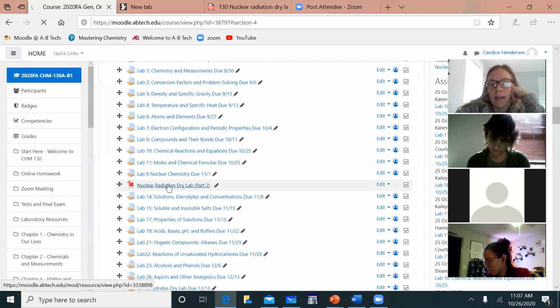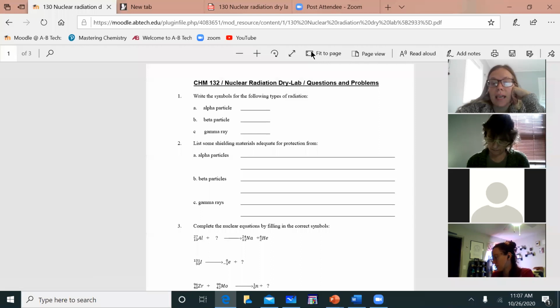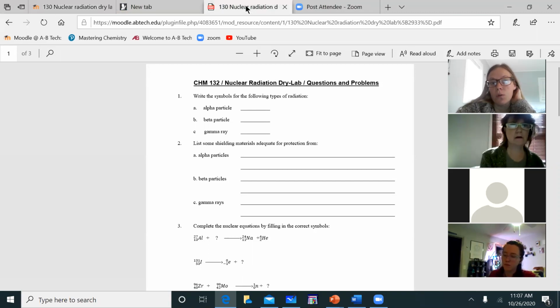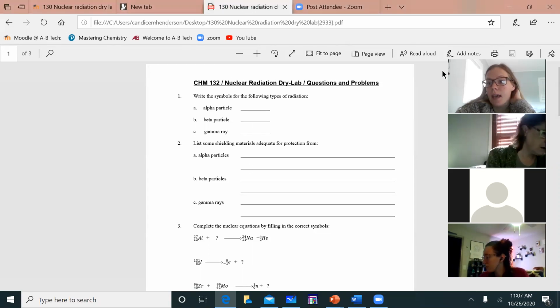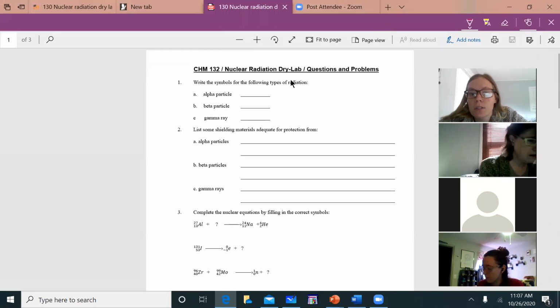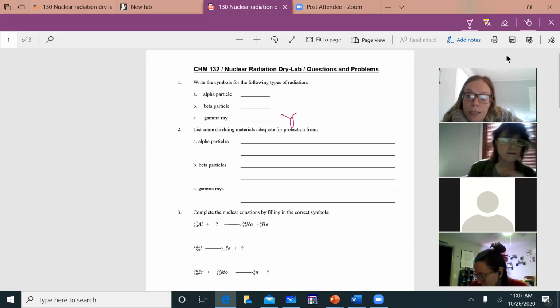If you click on this, it should open it as a PDF plugin to your Moodle, or you can open it in a separate tab like this. And then from here, you should be able to add notes. So I can write what an alpha particle is and a gamma particle. I can write my symbols and things like that. So we will be doing a little bit of work with this as well.